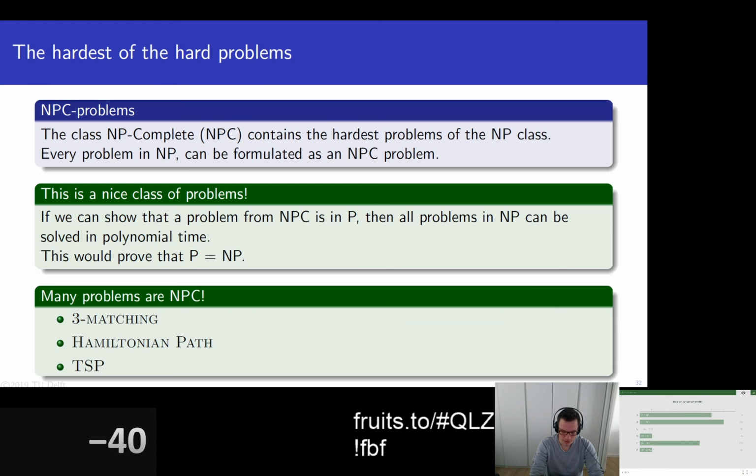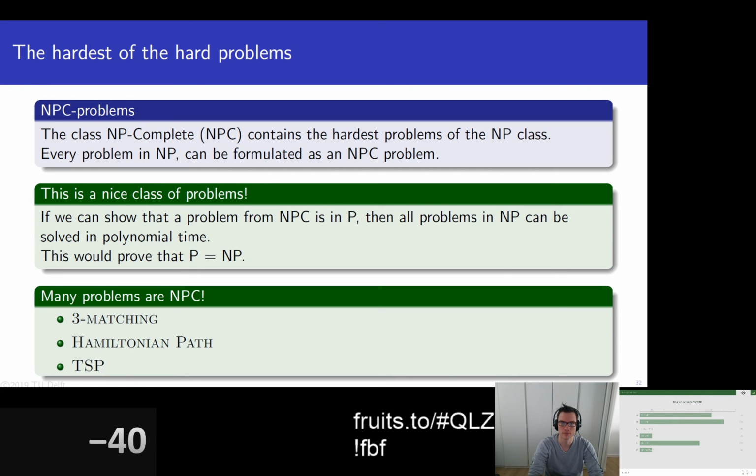You might be asking, okay, but are there problems in NP that are not in P, but also not in NP-complete? So they're not amongst the hardest problems, but also not amongst the easiest problems. Again, our answer is we don't know, but we think so. An example of this is factoring.